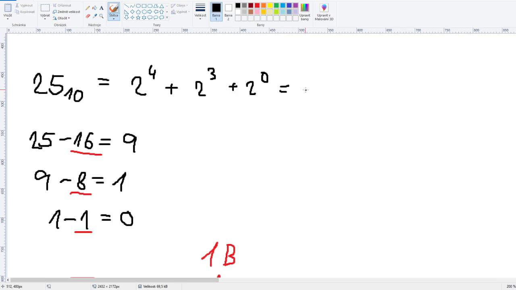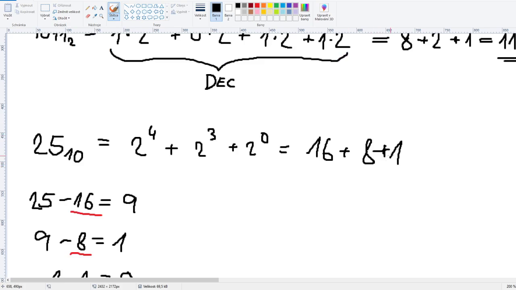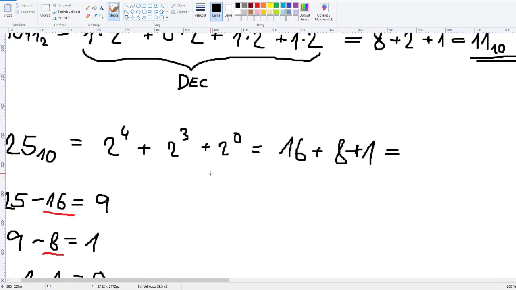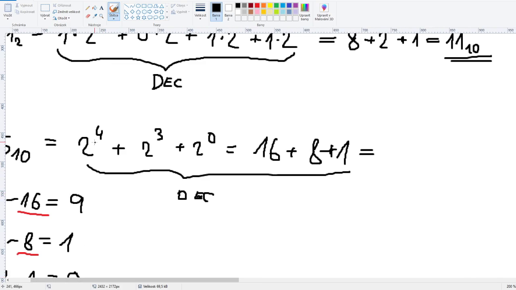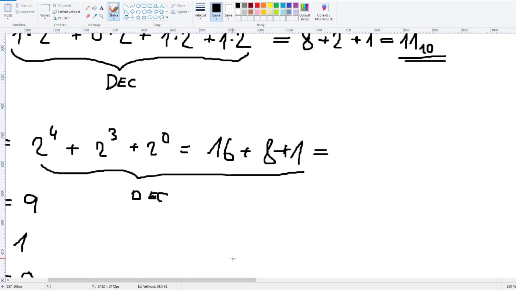I can also write this down like 16 plus 8 plus 1. So it's more clear what's happening here. And that's kind of it. But since we want to do the number in binary, all of these are still decimals, we have to look at the powers of 2's and write 1's and 0's.